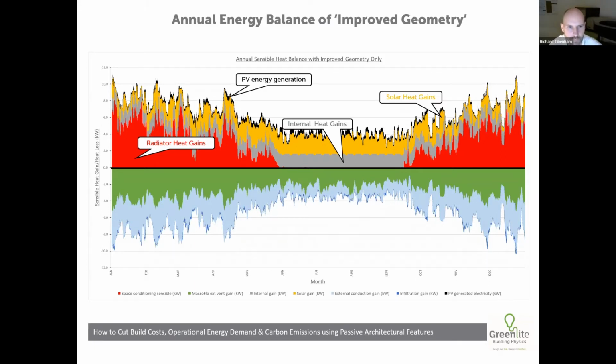You can see that during the winter especially, the PV array generation is tiny compared to the space heating energy demand. So even if you were to double or triple the PV array, it would still be very small compared to the amount of heat that the building requires.